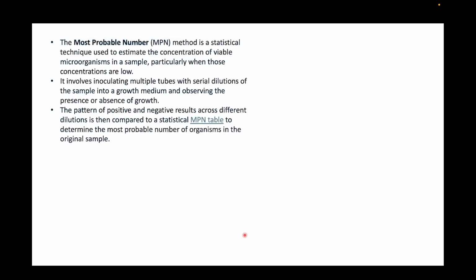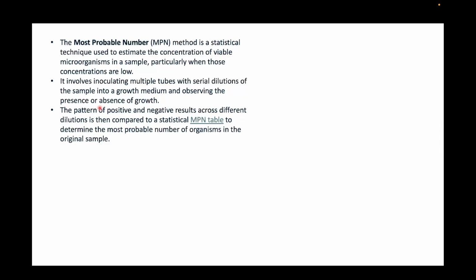Right? Now, what is this technique? This is a statistical method to estimate the concentration of viable microorganisms in a sample, particularly when the concentrations are very low. It involves inoculating multiple tubes with serial dilutions of the sample into a growth medium and observing the presence or absence of growth.